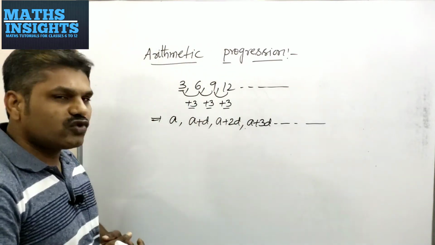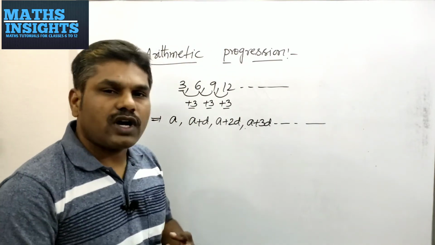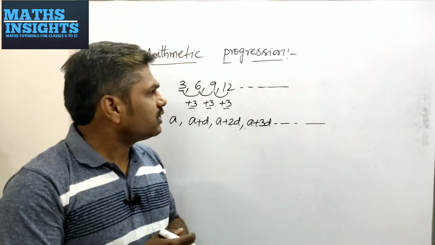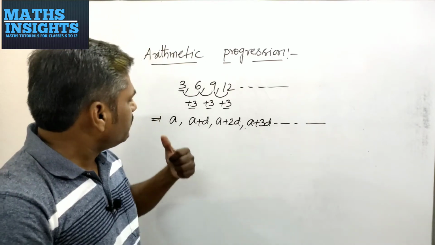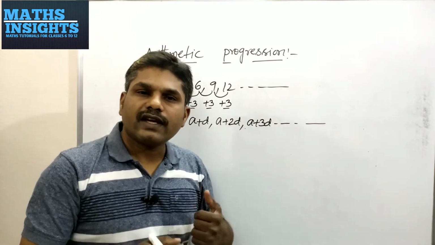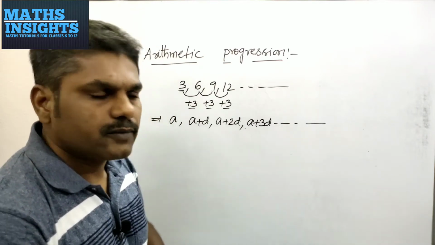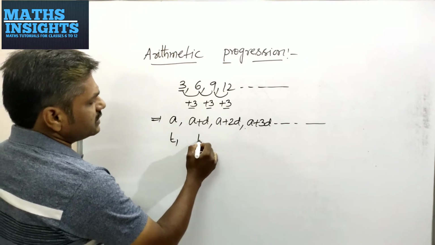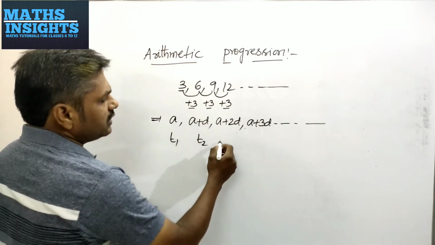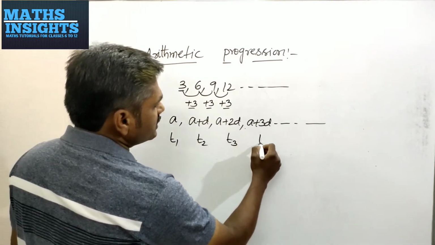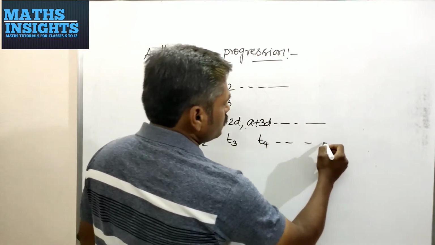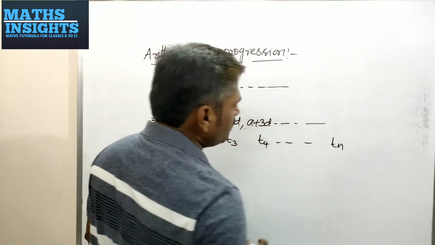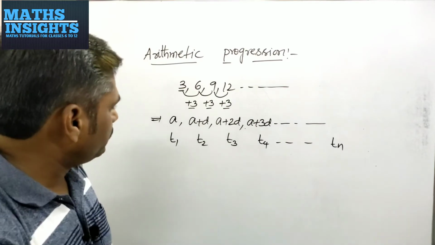This is the way how to represent, how to assume terms of an arithmetic progression with first term a and common difference d. Now this is the first one, this is the second one, this is the third term, this is the fourth term, and so on. Then what is the formula for the nth term?